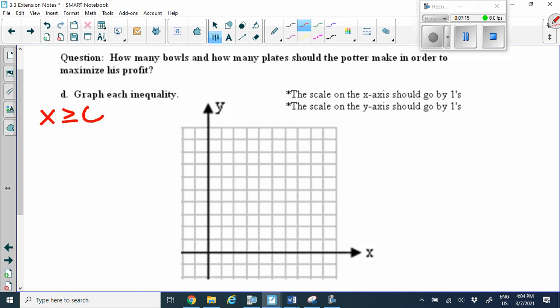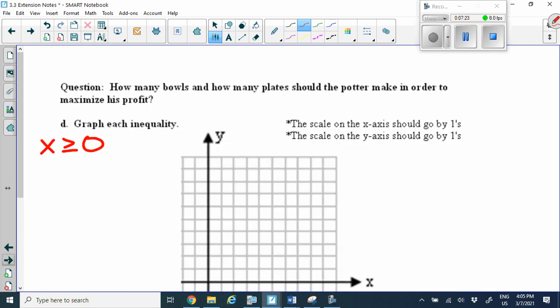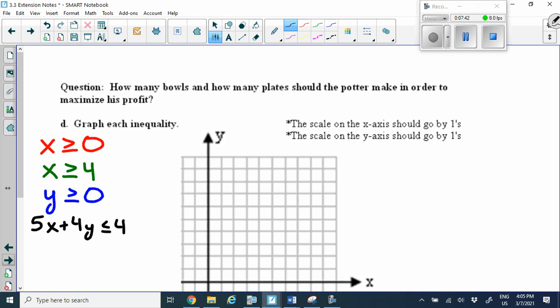Now, what I'm going to do is rewrite all the inequalities that I had on part C. So I'm just rewriting our constraints. So we had X is greater than or equal to 0. We also had, I'm going to do these in different colors so we know, X is greater than or equal to 4. Then our next one I think was Y is greater than or equal to 0. And then our last one was, I think, 5X plus 4Y is less than or equal to 40.